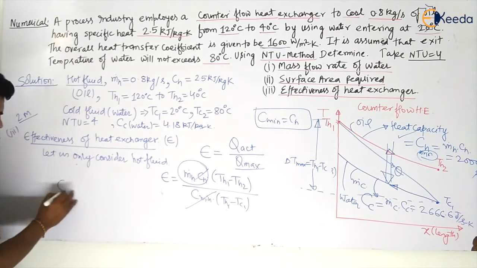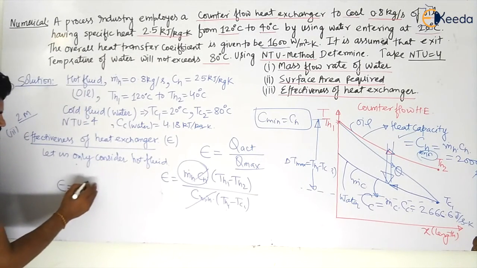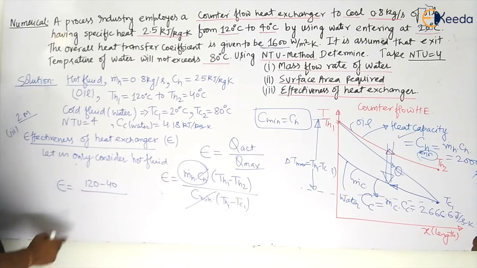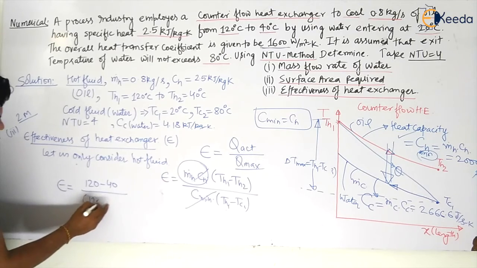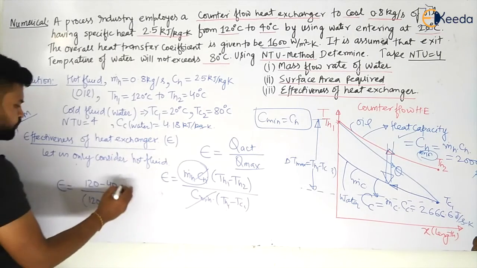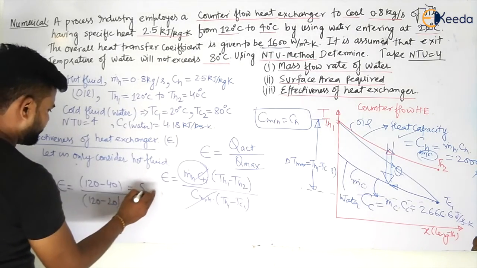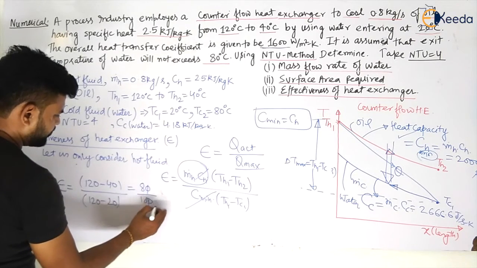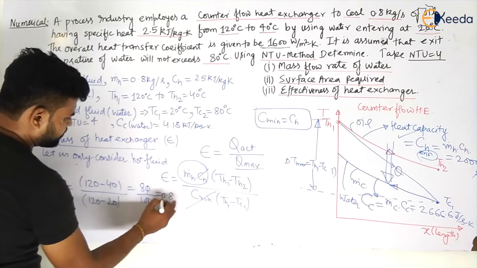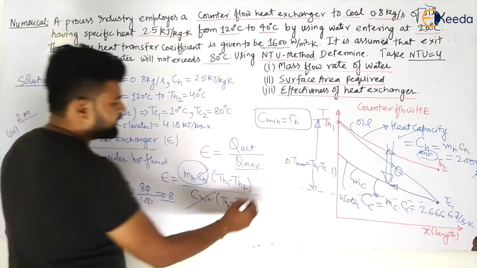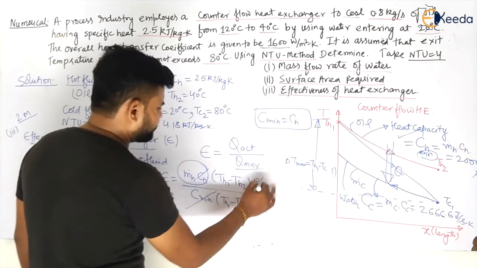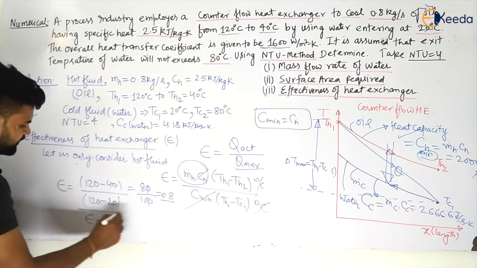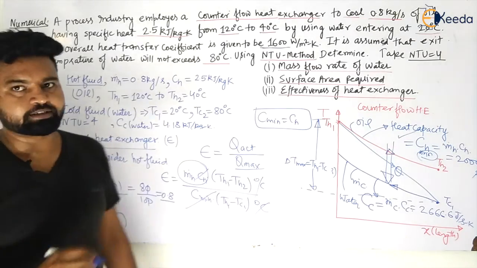So the effectiveness will be given by TH1, which is 120 degree, minus 40 degree, divided by TH1, which is 120 degree, minus 20 degree. So this will be equal to 80, my dear students, divided by 100. So this will be 0.8. The degree Celsius will be cancelled out. So the effectiveness for this case will be 0.8, my dear students, and that is unitless.